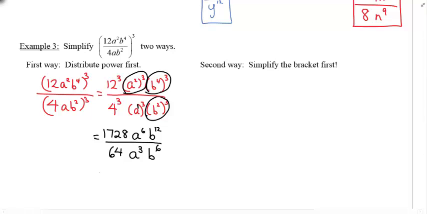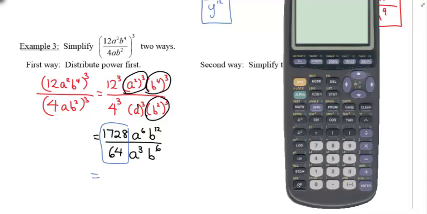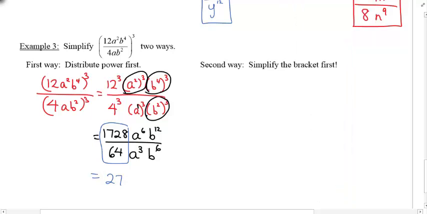simplify. We can divide the numbers, so 1,728 divided by 64. That's 27. We can now divide this part, a6, a cubed. Dividing, base is the same, so we subtract the exponent. A cubed. Same thing here with the b's. Exponent is the same, we subtract the exponents. That's my final answer.